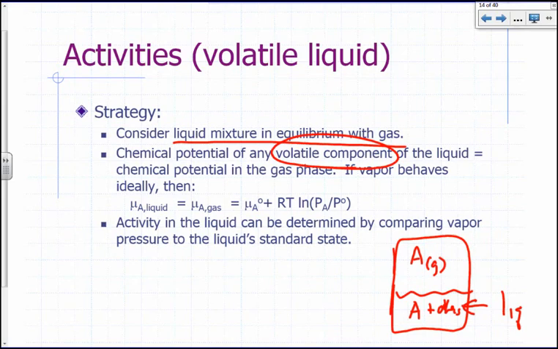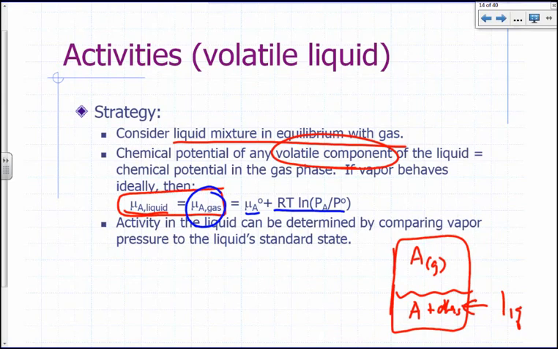It's also present in the gas phase. So the chemical potential of any volatile component of the liquid will be equal to its chemical potential in the gas phase. Typically we're going to be dealing with cases where the vapor pressure is low enough that we can just assume our vapor is ideal. So the chemical potential of A in the liquid must be equal to its chemical potential in the gas. Well, we already have a formula for the chemical potential of a gas. It's just mu A naught plus RT ln PA over P naught. We just talked about that earlier.